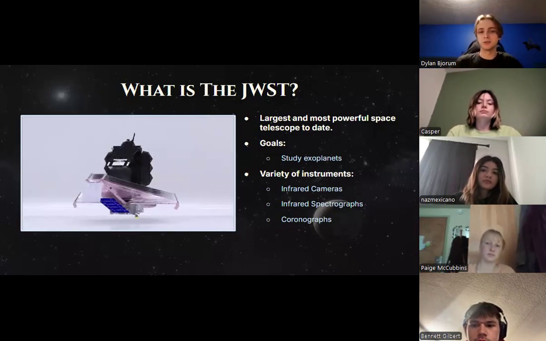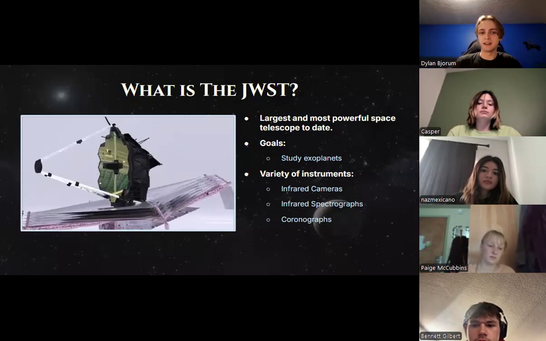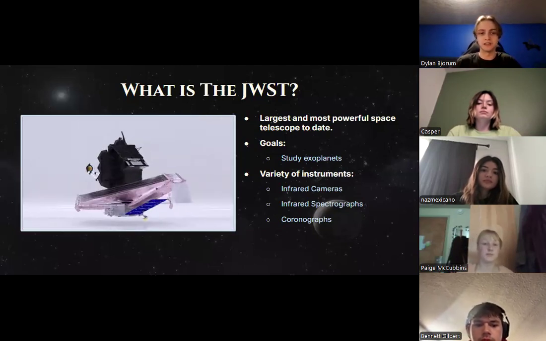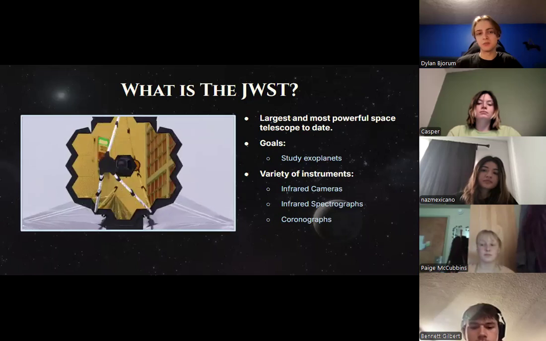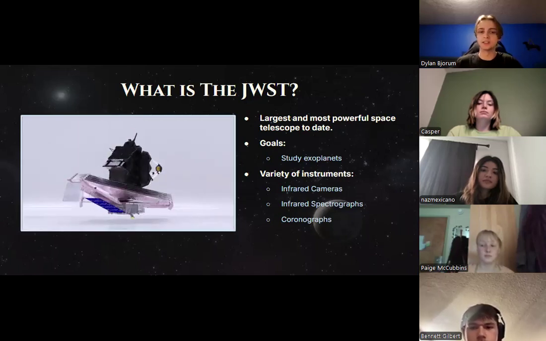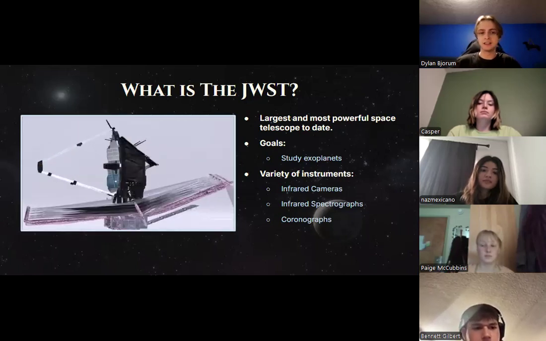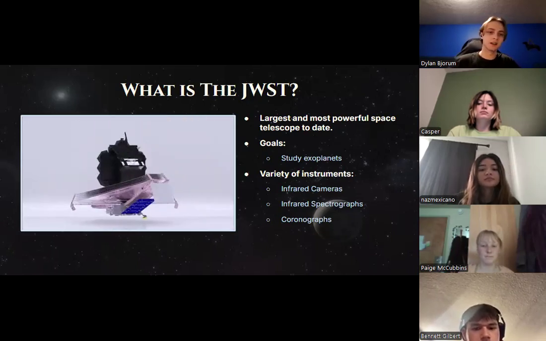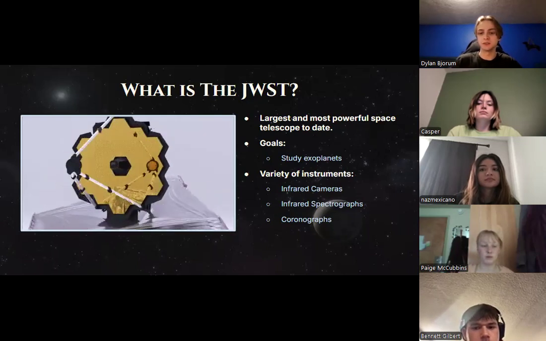And so one of its primary goals is to study exoplanets. By analyzing exoplanets, the JWST can identify signs of habitability or even life. And the instrumentation on board the JWST is primarily focused on the infrared spectrum of light. And so this allows scientists to see through cosmic dust and gas that has blocked visible light from reaching prior telescopes.